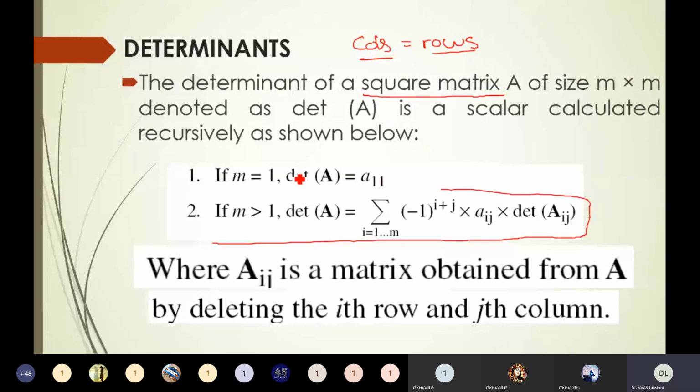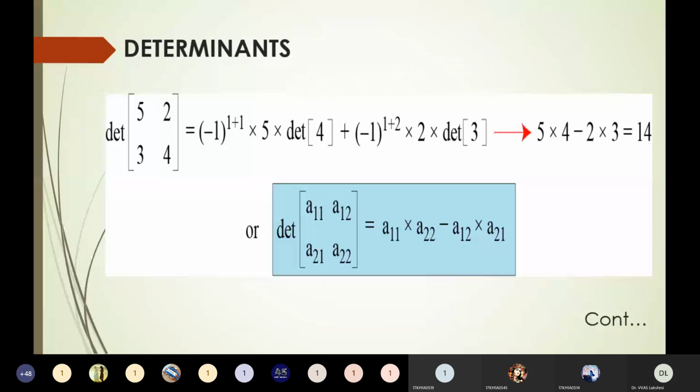This is the formula. Instead of remembering such a long formula, the simple method is AD minus BC. This is the formula for calculating the determinant. So this value is obtained by substituting the values in the formula. Instead of remembering the whole formula for calculating the determinant value, we will calculate AD minus BC.